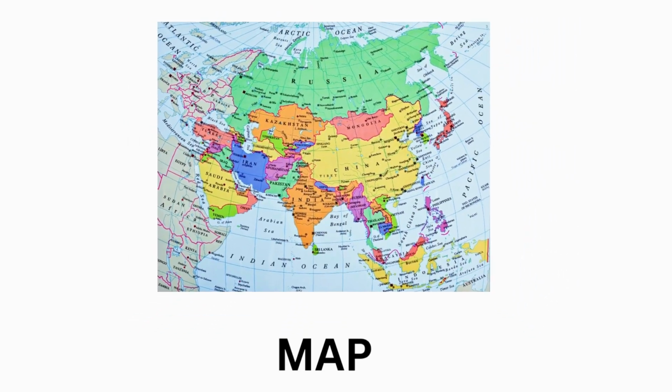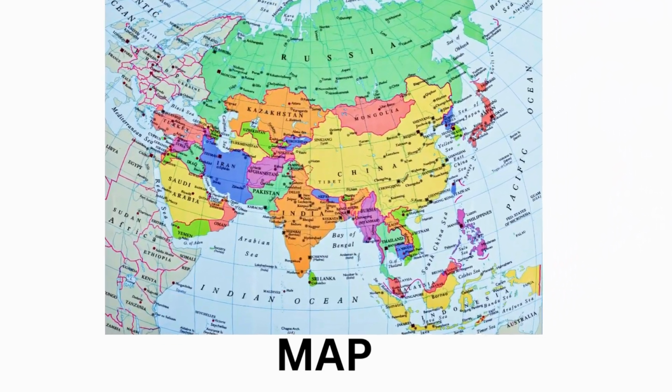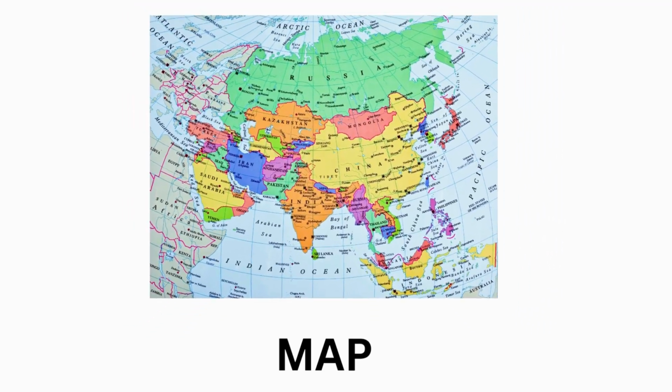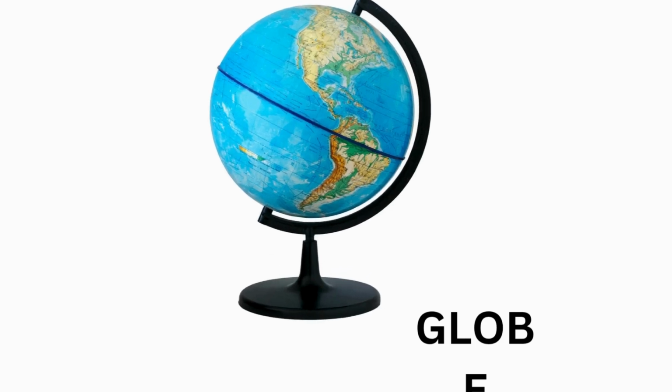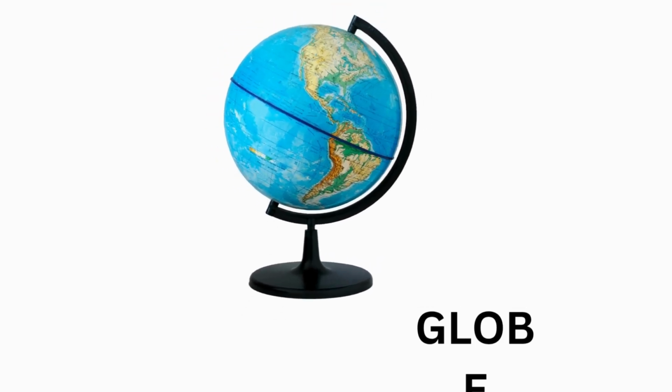This is a clipboard. Clipboard. We keep papers on the clipboard and write easily anywhere. This is a map. Map. We learn about countries, cities, and places with the map. This is a globe. Globe. We see the whole world and different countries on the globe.